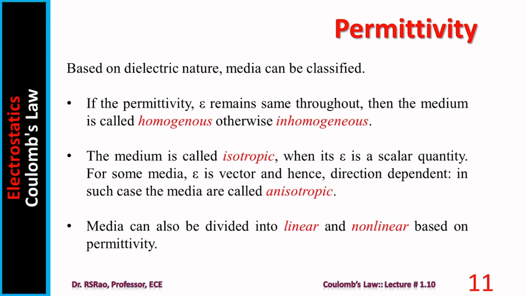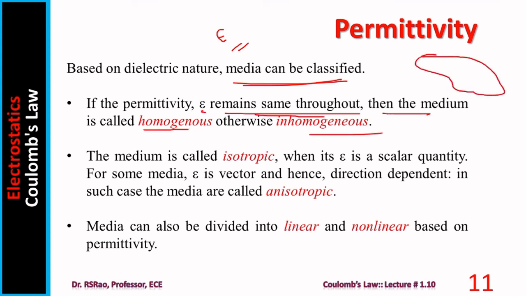Based on dielectric nature, that is based on epsilon, media can be classified. If the medium permittivity epsilon remains the same throughout, then the medium is called homogeneous. Otherwise, no. The medium is called isotropic when epsilon is a scalar quantity, like epsilon r of 5, 10, 20, 30. If it is a vector, then it is anisotropic.